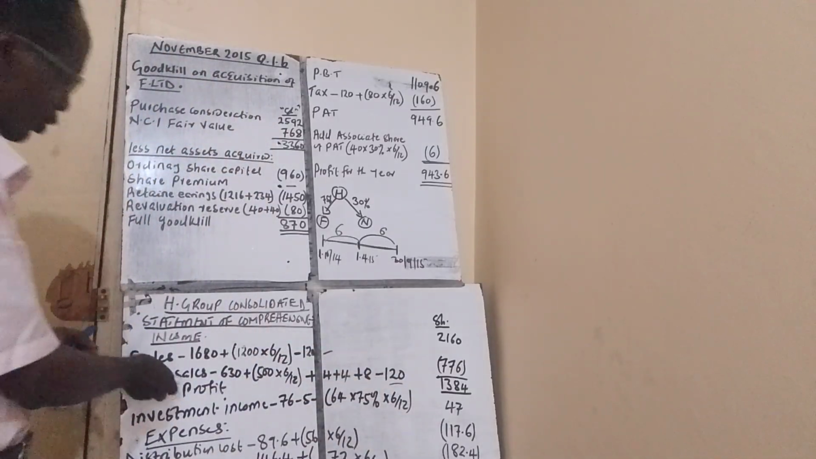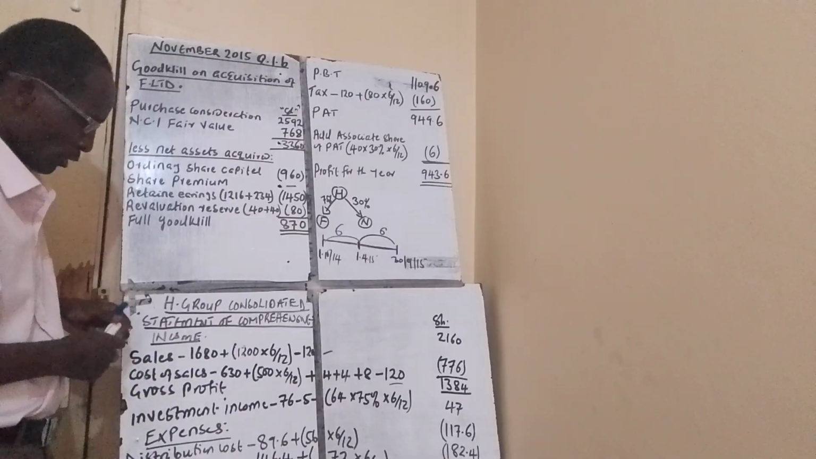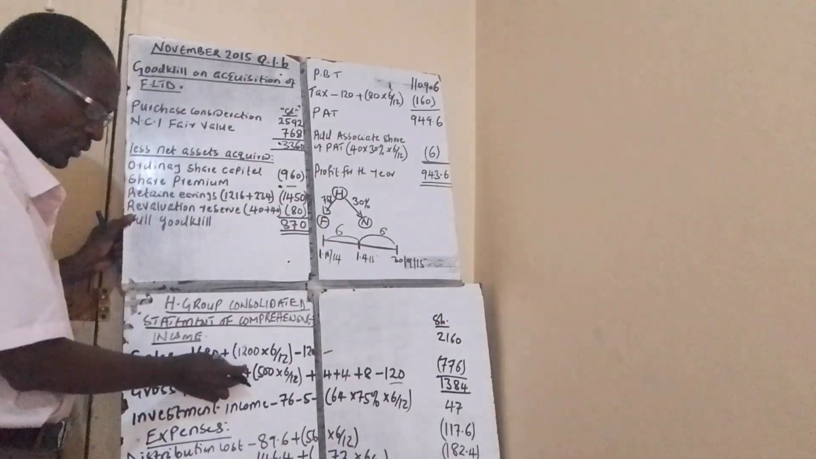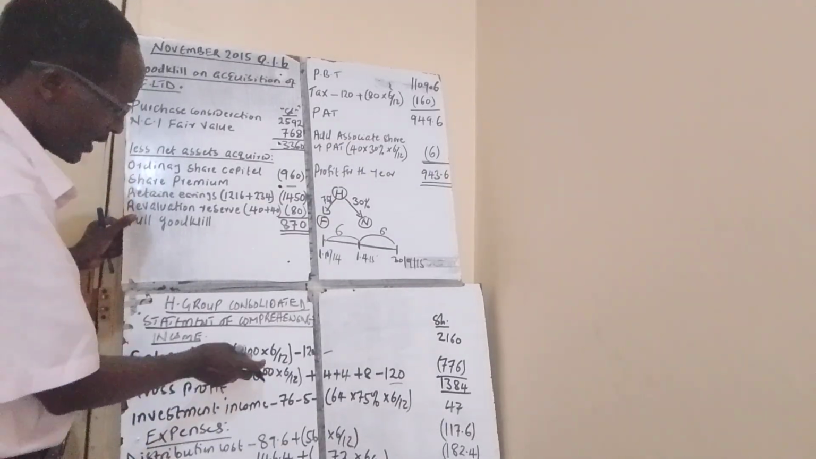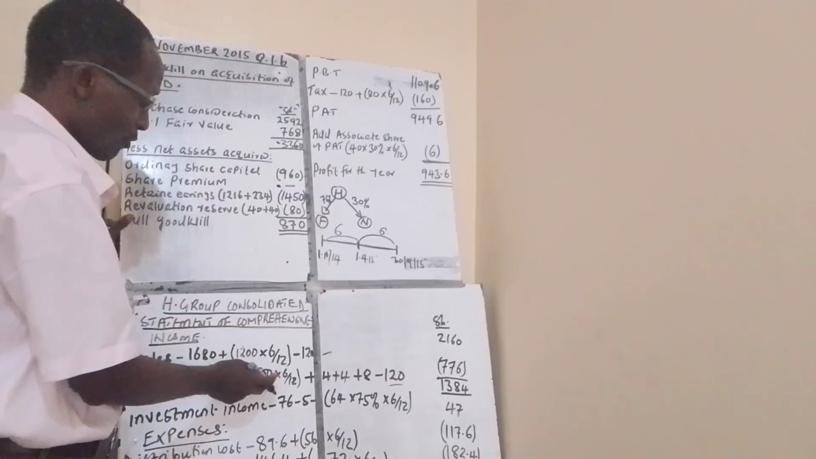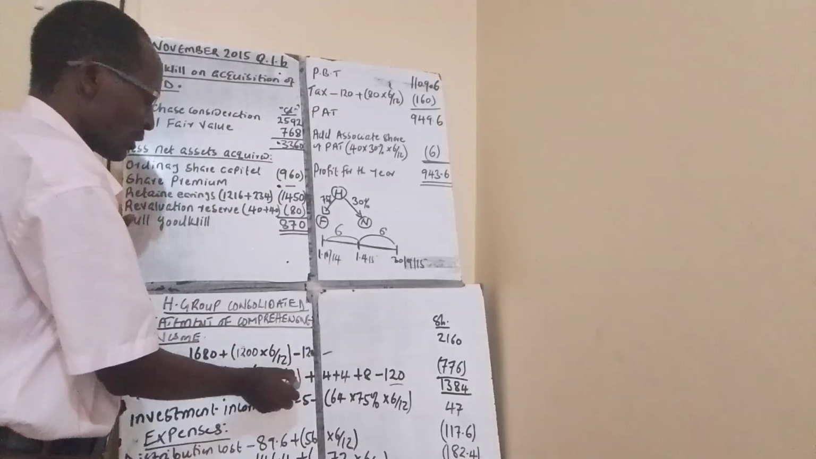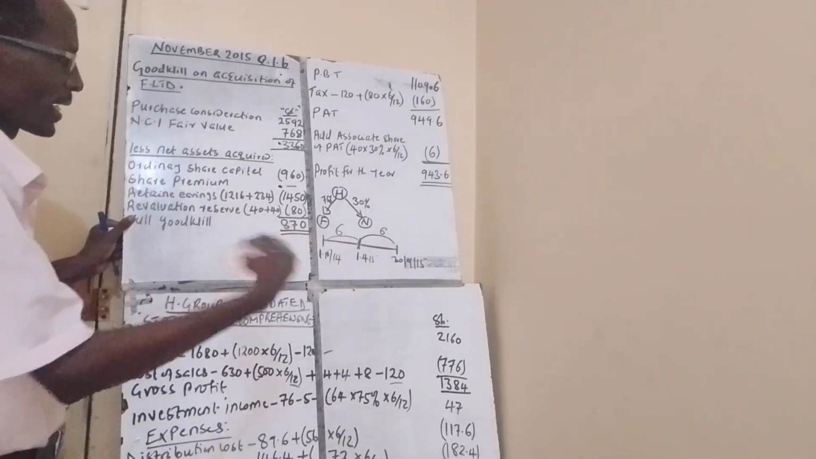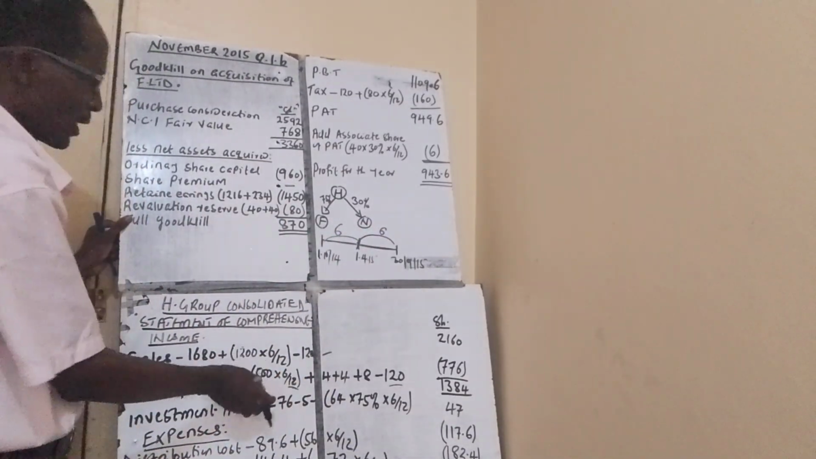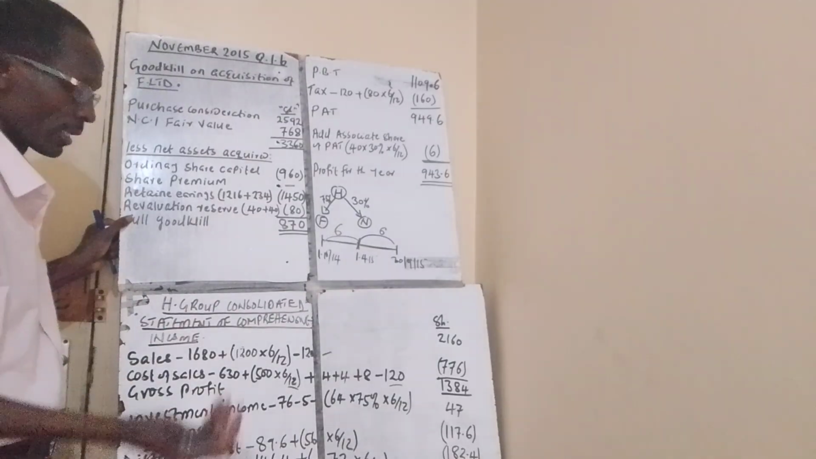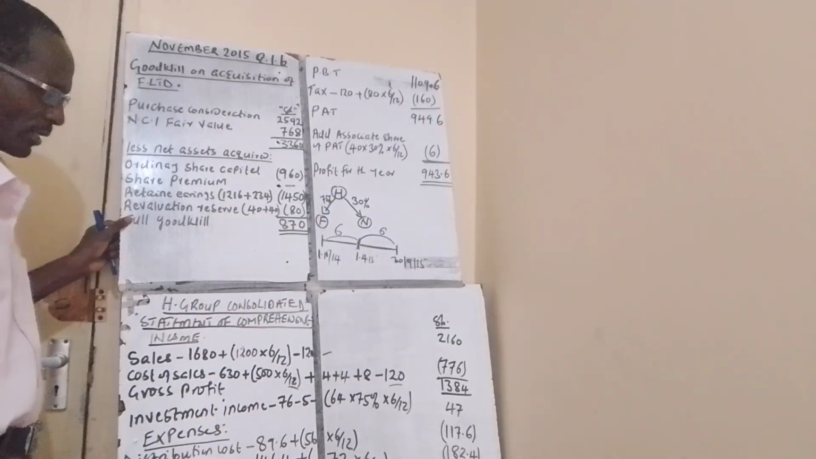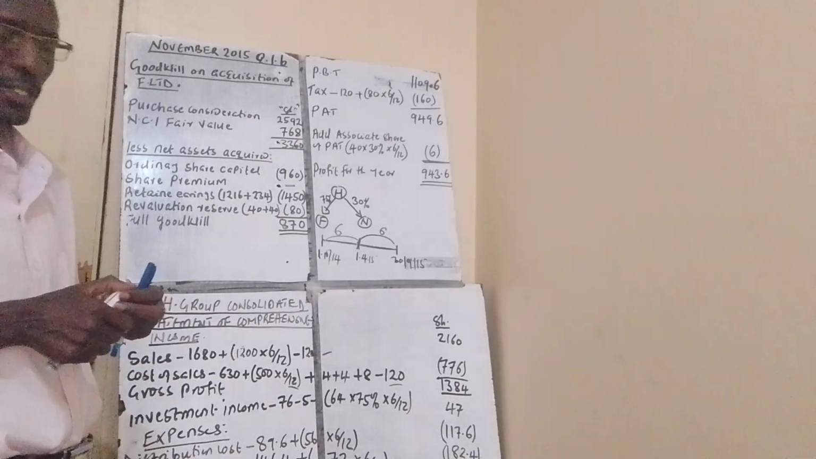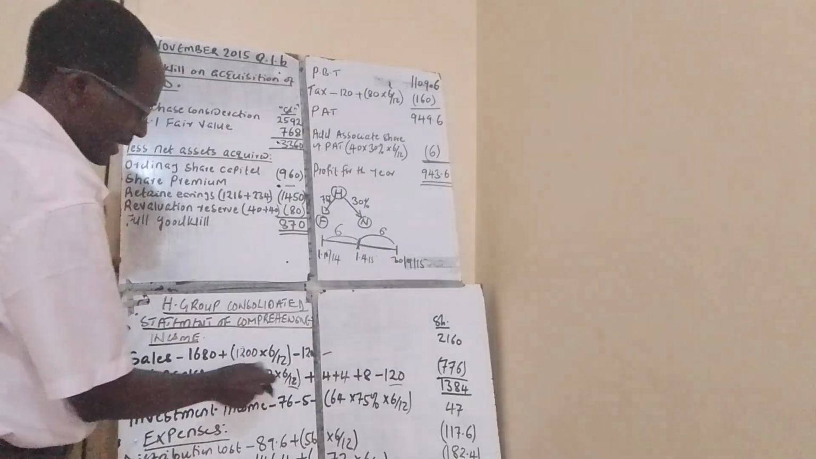Now, when you go to the cost of sales, you take the cost of sales from H, which is the parent cost of sales, as it is given in the question, 630, plus that of F, 500 times 6 over 12. We apportion, because we acquired that company 6 months before the end of the year. The 500 is for the entire period, the whole year, but we are interested in the 6 months, because we are told revenue and expenses are accruing evenly. So 500 times 6 over 12.